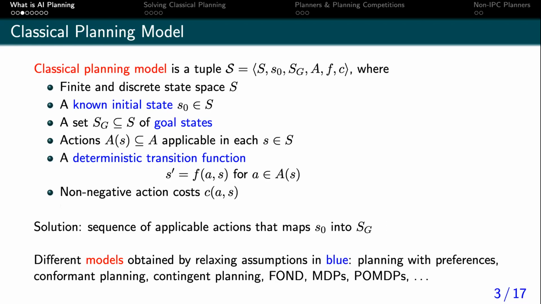Conformant planning and contingent planning deal with partial knowledge about the initial state. Relaxing assumptions about deterministic action outcomes will result in non-deterministic or probabilistic planning. And relaxing the assumption about observability will in general take us into the realm of partially observable planning. Any questions so far?